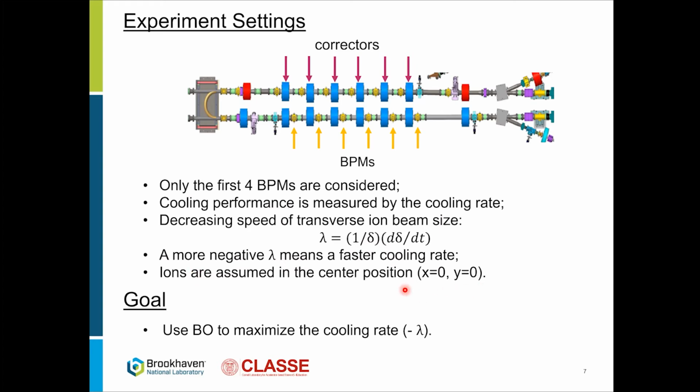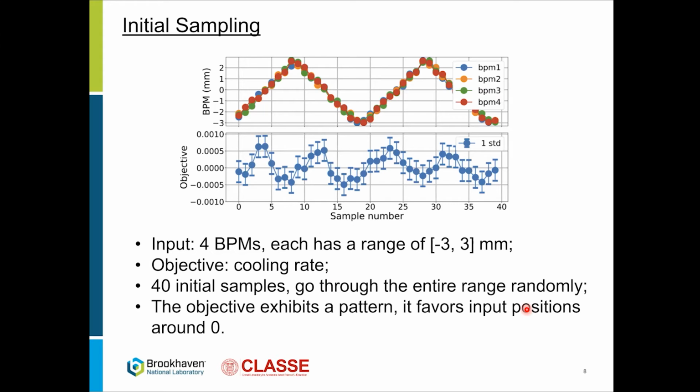Ions are assumed to be in the center, like in the simulation. The goal is to use the BO method to maximize the cooling rate, the flip side of the lambda. So it's a maximization problem. Here is our initial sampling result.